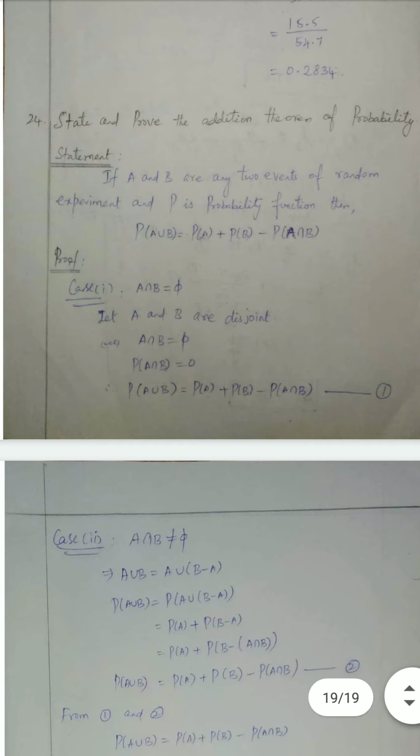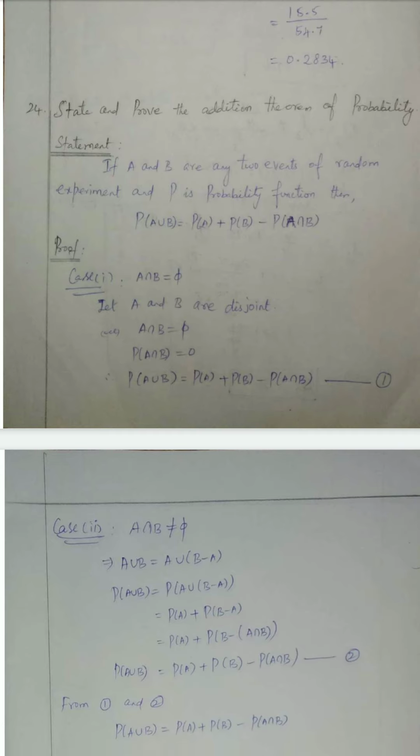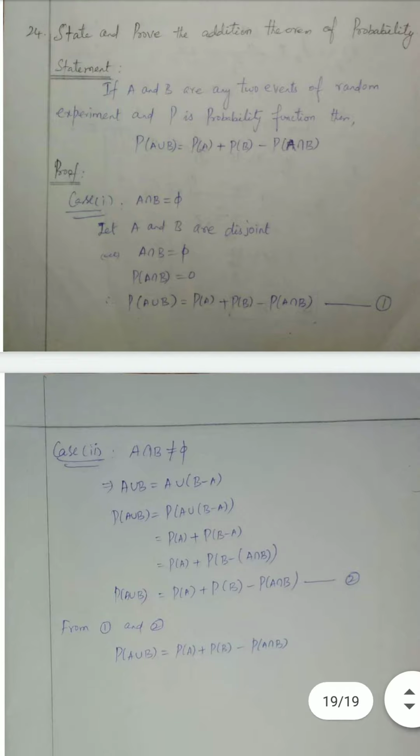Proof. Case 1. The first case is, suppose A intersection B is empty. Let A and B be disjoint, that is A intersection B is empty, therefore P of A intersection B is 0, which implies the equation becomes P of A union B equal to P of A plus P of B minus P of A intersection B.